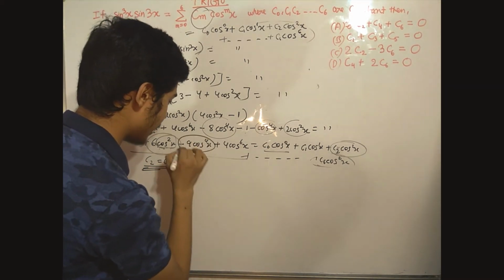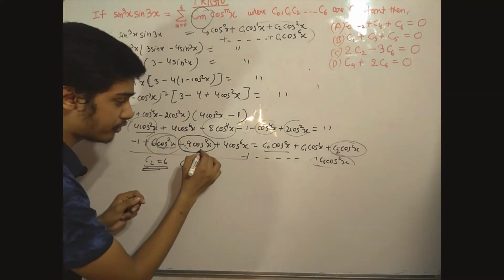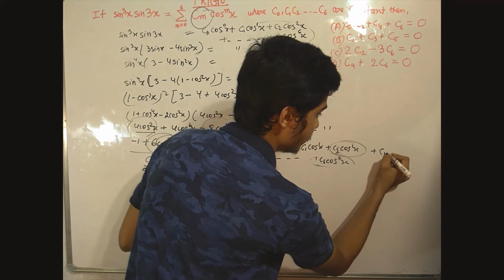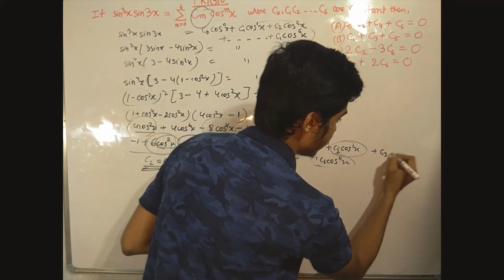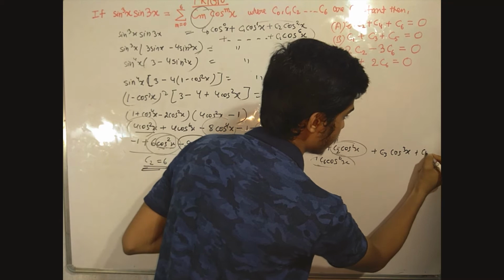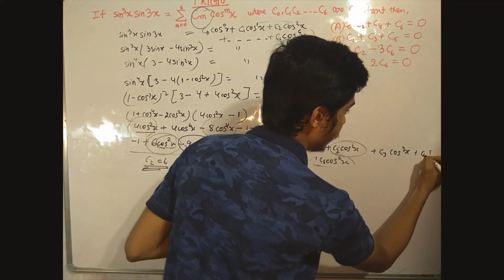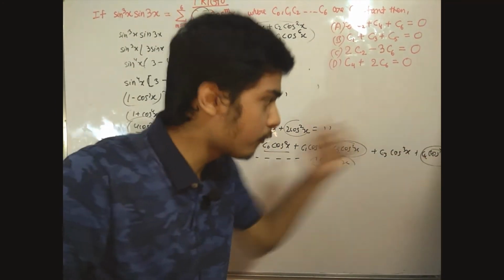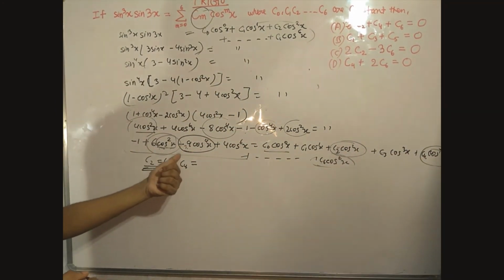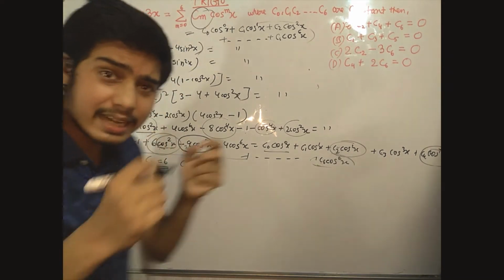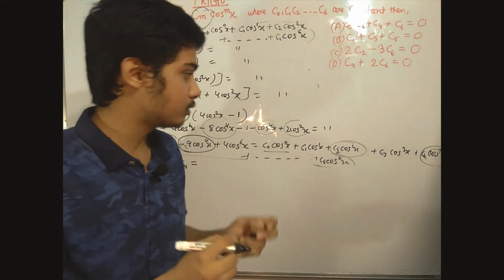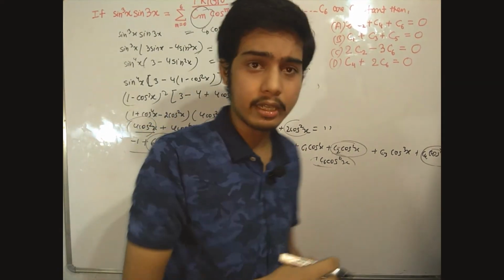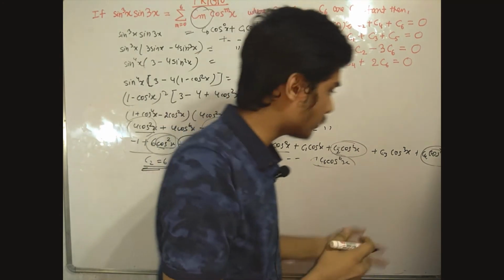Now here minus 9 is the coefficient of cos to the power 4x, and here C4 is the coefficient of cos to the power 4x. So there is a commonality, there is a common thing. What is the common thing? That is the coefficient. You have to write the values of the coefficients here.